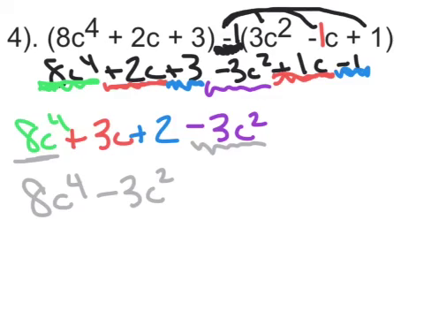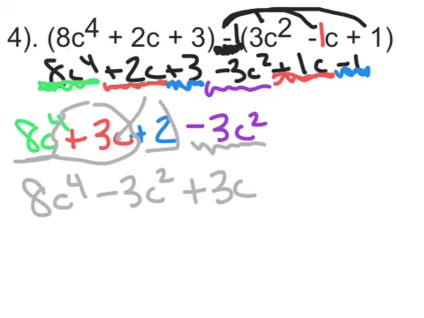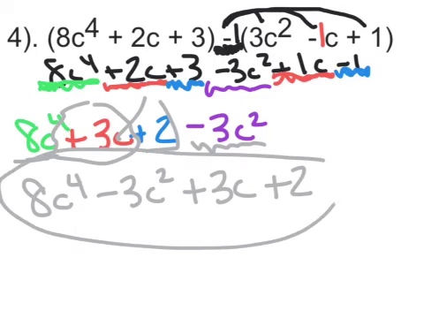An exponent of 1 would be this plus 3c. And then no c at all on the end, so plus 2. So descending order, our final answer is 8c to the fourth minus 3c to the second plus 3c plus 2.